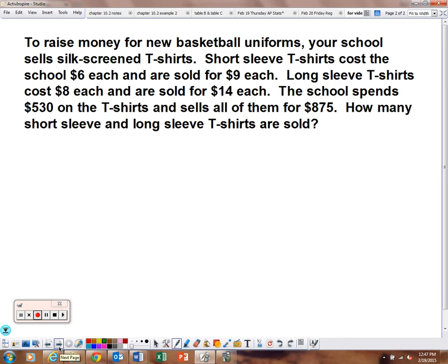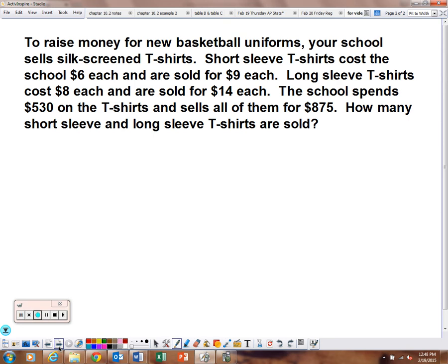All right, to raise money for new basketball uniforms, your school sells silk screened t-shirts. Short sleeve t-shirts cost the school $6 each and are sold for $9 each. Long sleeve t-shirts cost $8 each and are sold for $14 each. The school spends $530 on the t-shirts and sells all of them for $875. How many short sleeve and long sleeve t-shirts do we have?